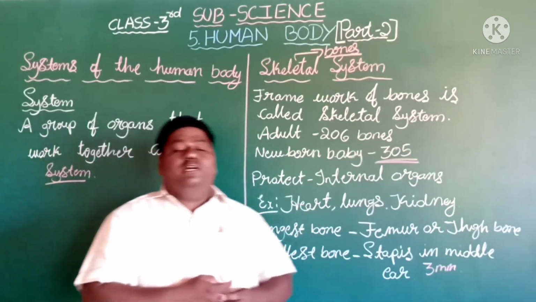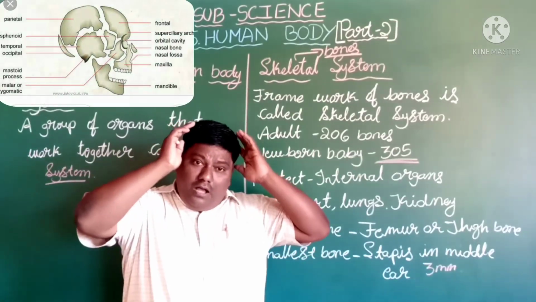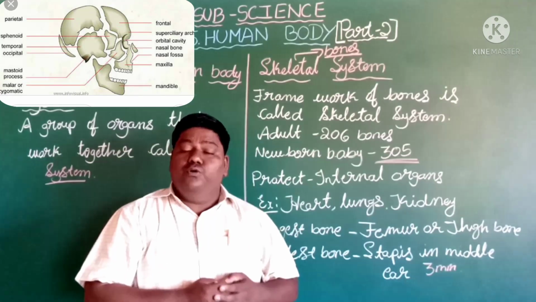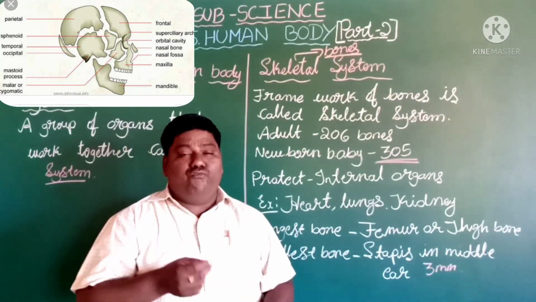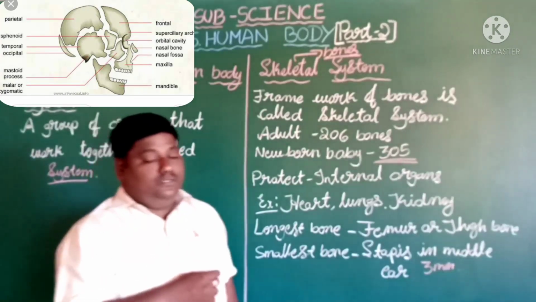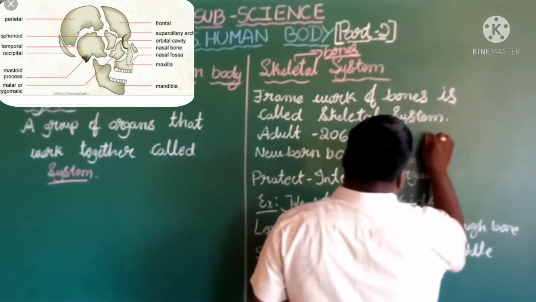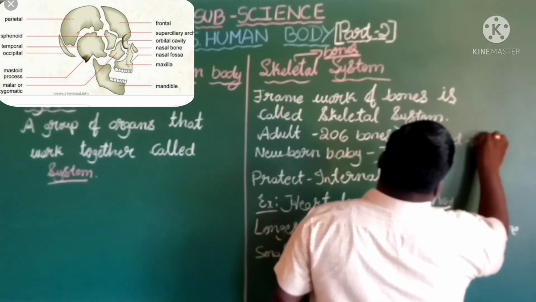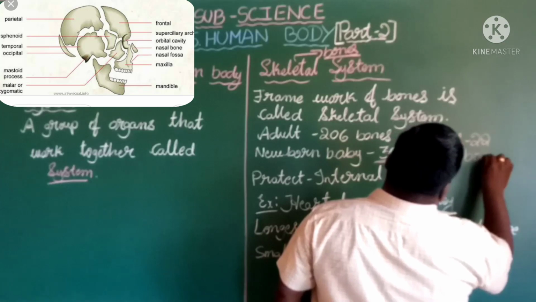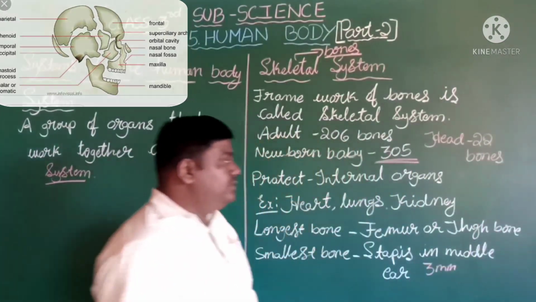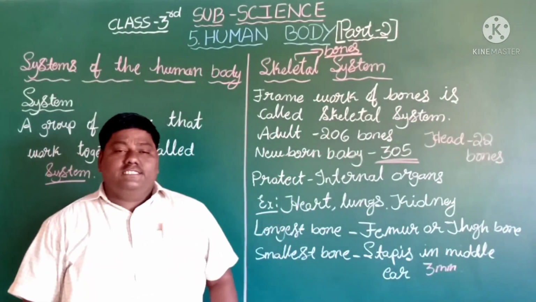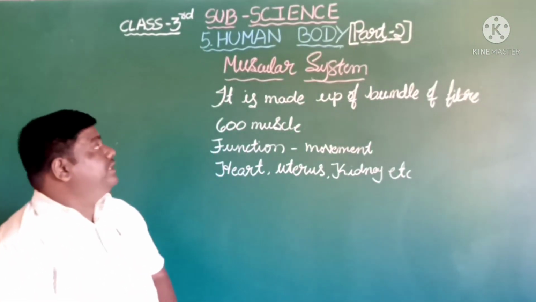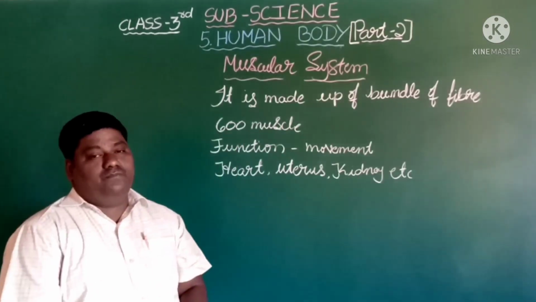And one more point, our head is also made up of bones. Our head is made up of 22 bones. How many bones? The head is made up of 22 bones. So this is about the skeletal system. Now we are going to learn about the muscular system.